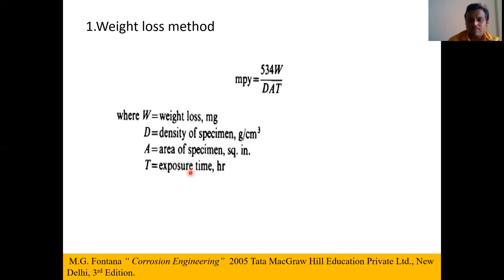Up to how much time you expose that component to the corrosive atmosphere, in hours, that you have to mention. By putting these parameters in this formula, you get the corrosion rate in mils per year. That is the unit to measure the corrosion rate. And 534 is the constant number. So this is the basic method to measure the corrosion rate, that is the weight loss method.